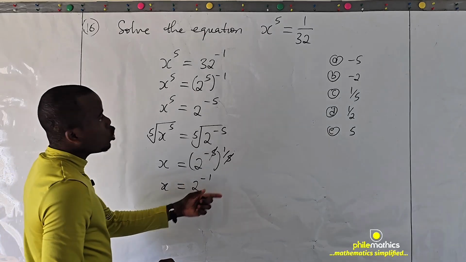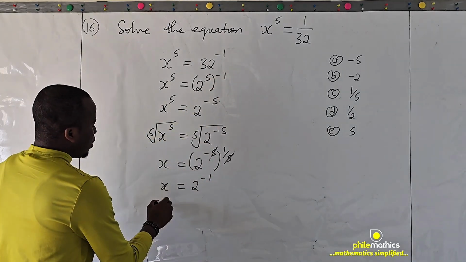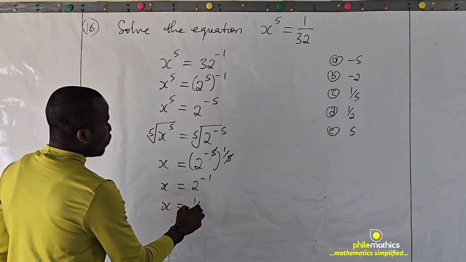And 2 to the power minus 1, just what we did here, is simply 1 over 2.